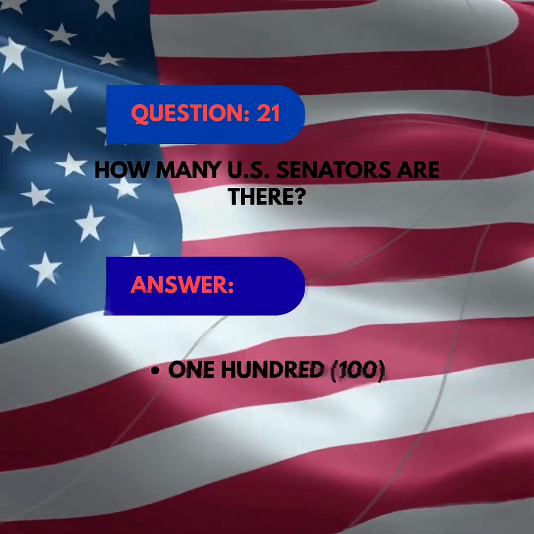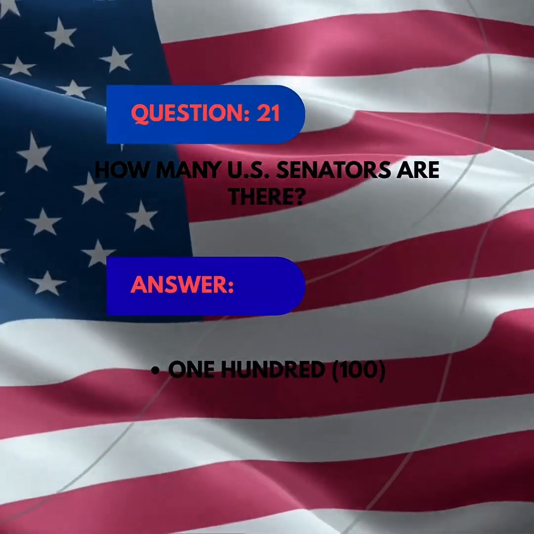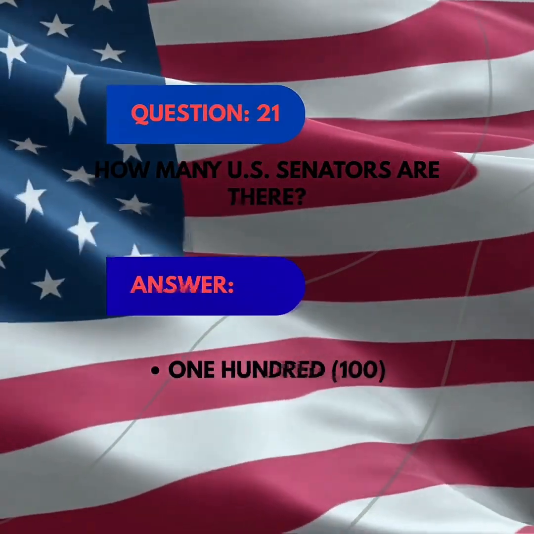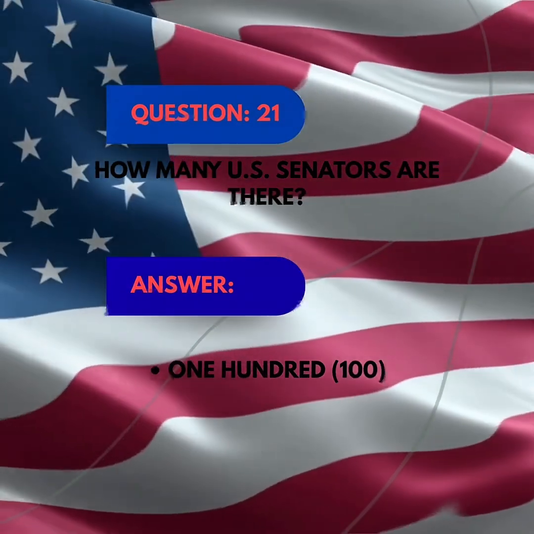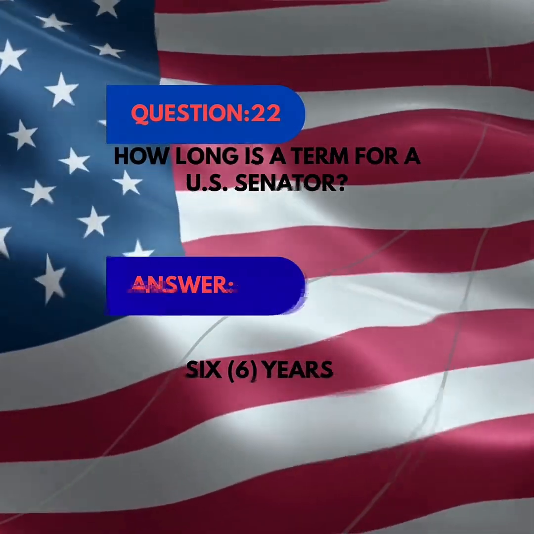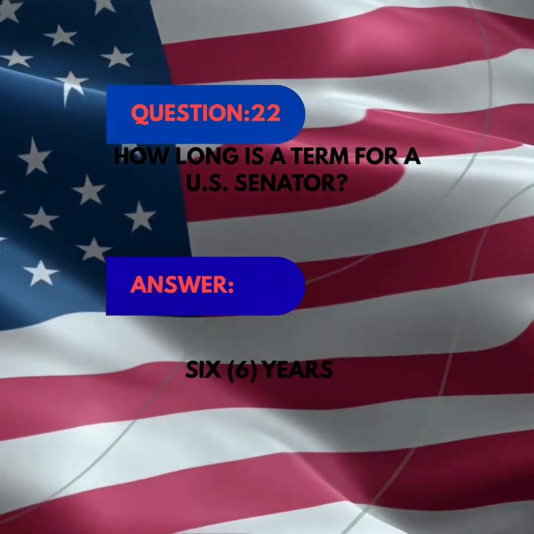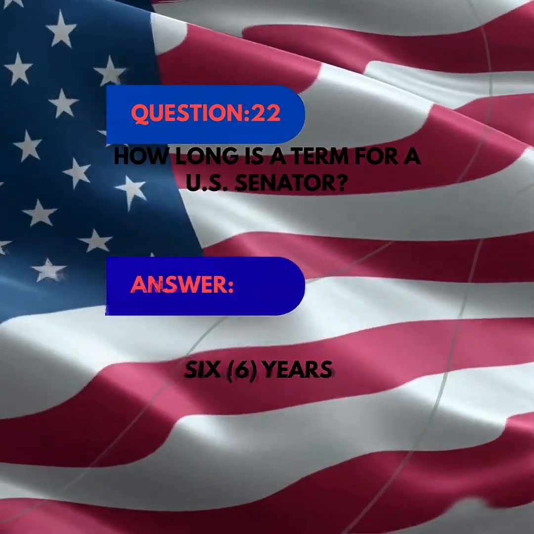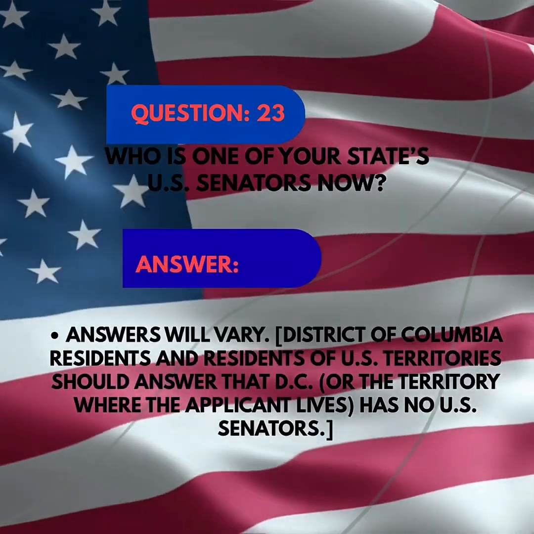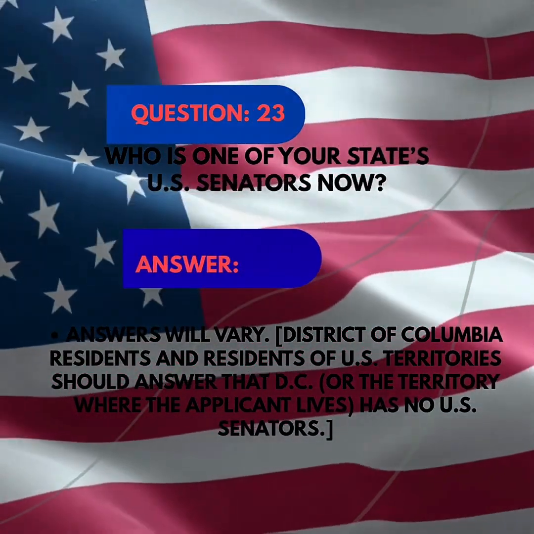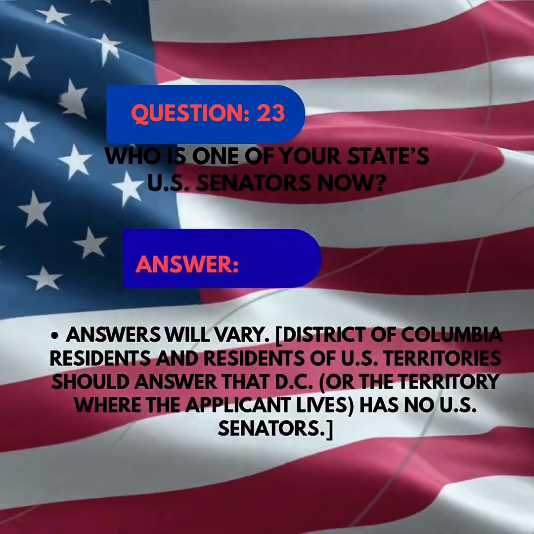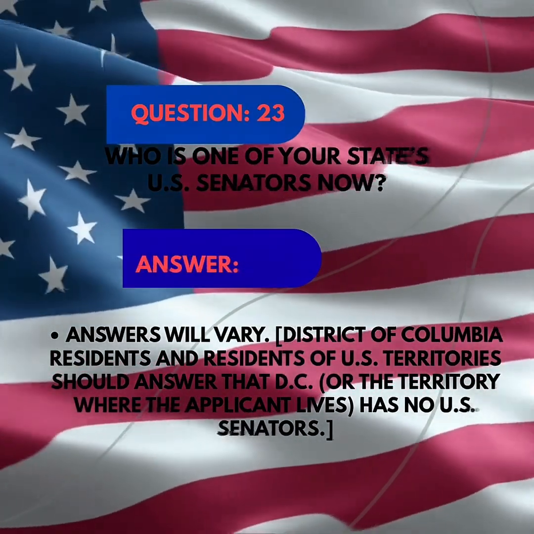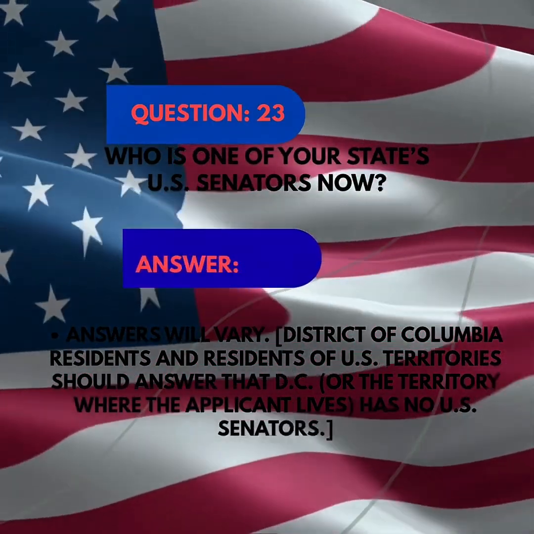Question 21. How many U.S. senators are there? Answer. There are 100 U.S. senators. Question 22. How long is a term for a U.S. senator? Answer. A term for a U.S. senator is 6 years. Question 23. Who is one of your state's U.S. senators now? Answer. Answers will vary depending on your state.